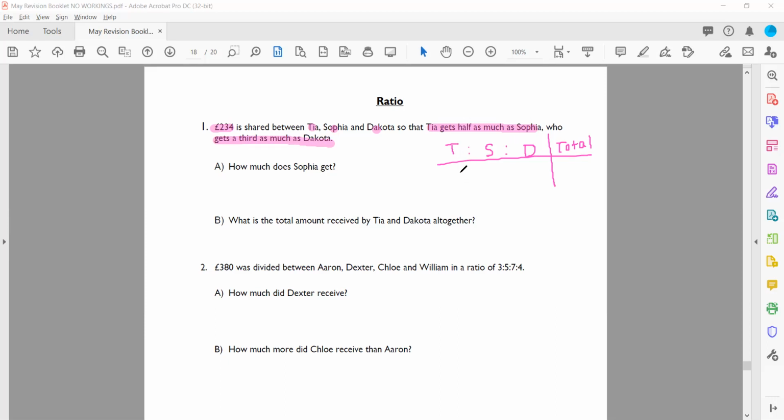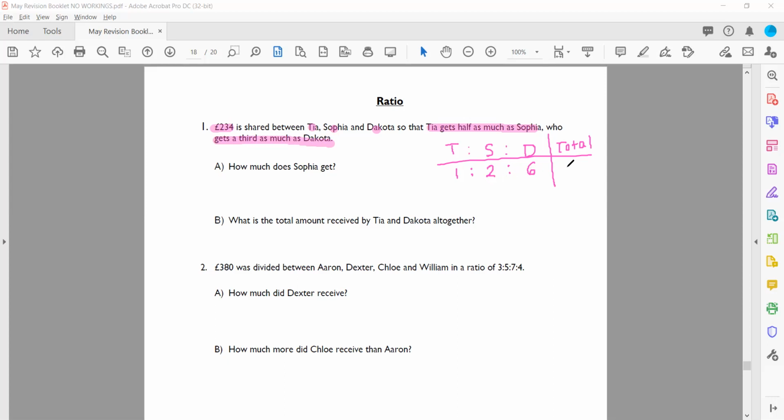So Tia gets the least amount, so she will get a ratio of one. If she gets half as much as Sophia, Sophia must get twice as much as Tia. So she would get a ratio of two. And Sophia gets a third as much as Dakota. So Dakota gets three times more than Sophia. So that would be two times three would be six. So we've now got our proportions for each one. So Tia gets one share, Sophia gets two shares, and Dakota gets six shares.